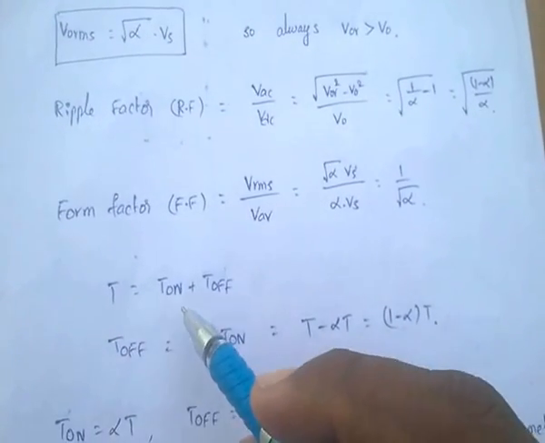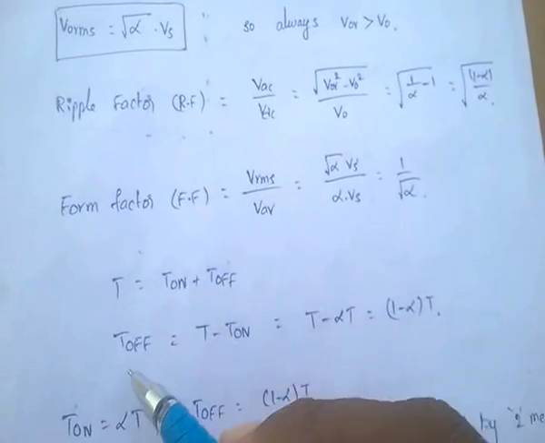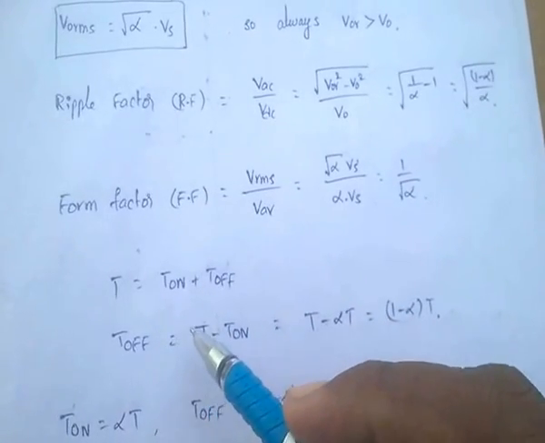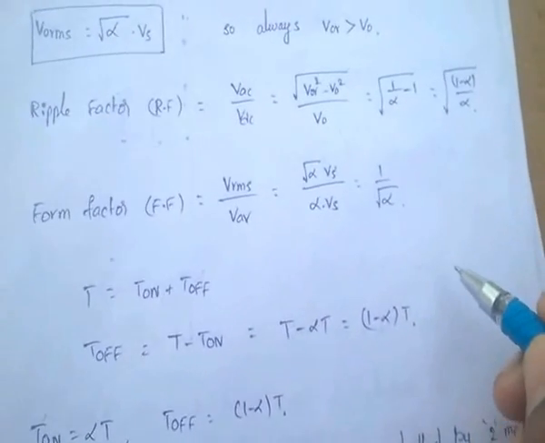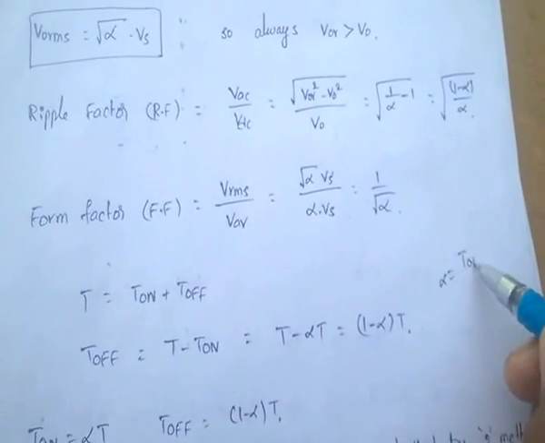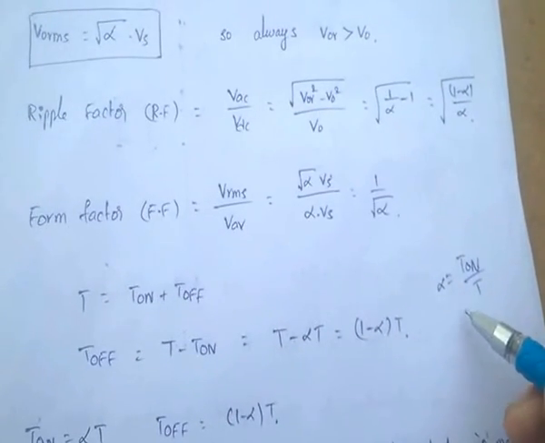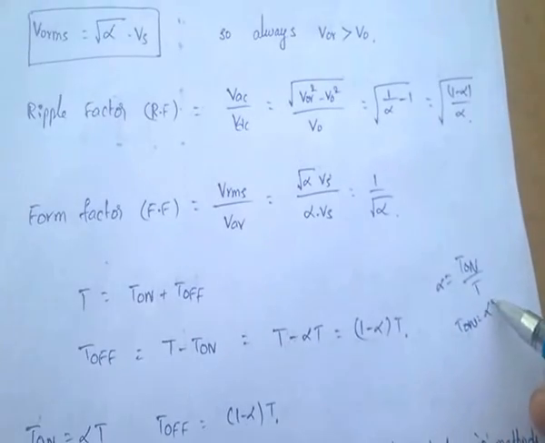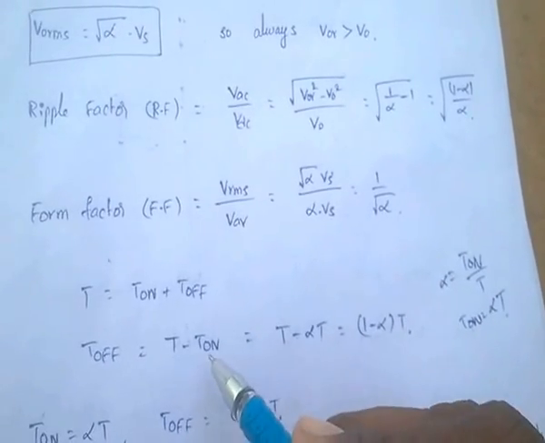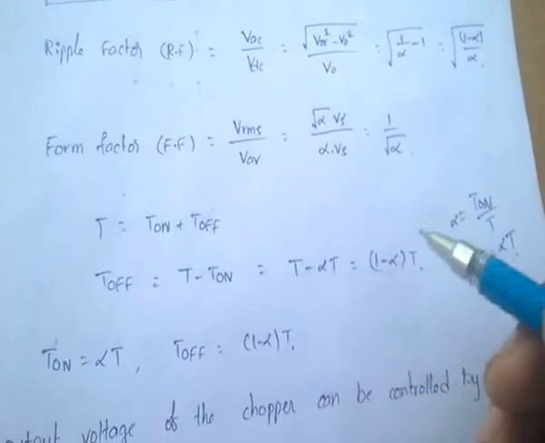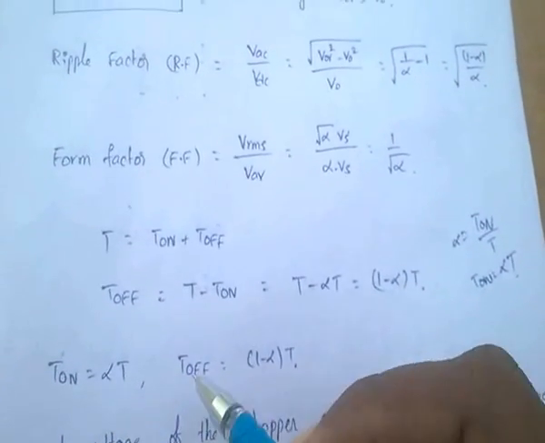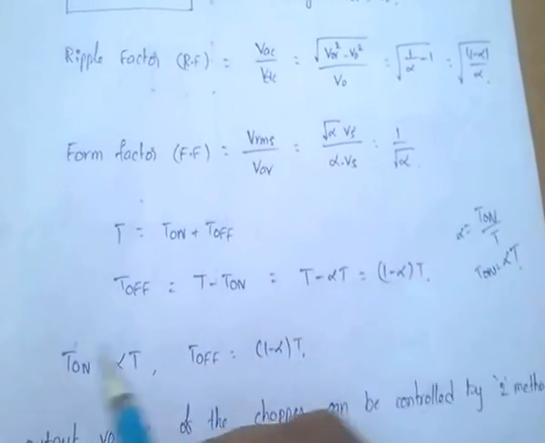And total time T equal to T on plus T off. So turning off time of chopper equal to total time T minus T on. We know that alpha equal to T on by T. So from this, T on equal to alpha into T. Substitute in place of T on: T minus alpha T, that equals 1 minus alpha into T. That is, T on is alpha T, T off is 1 minus alpha into T. Very, very important bits.